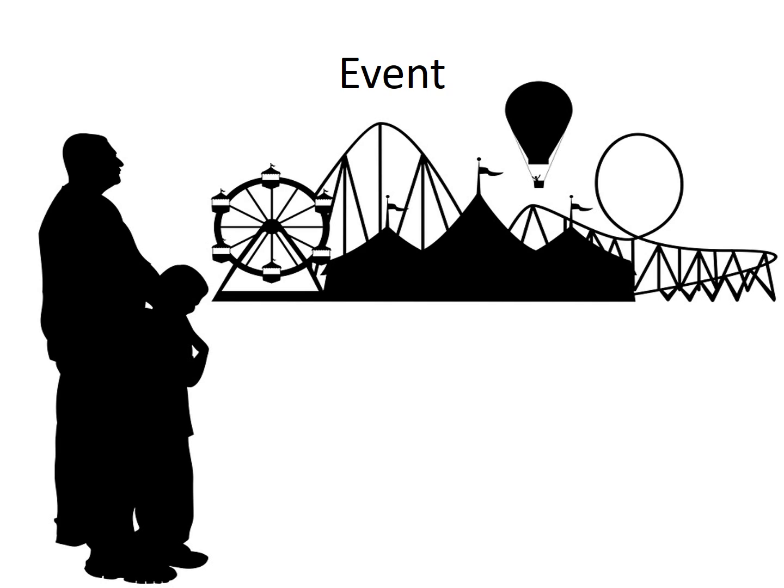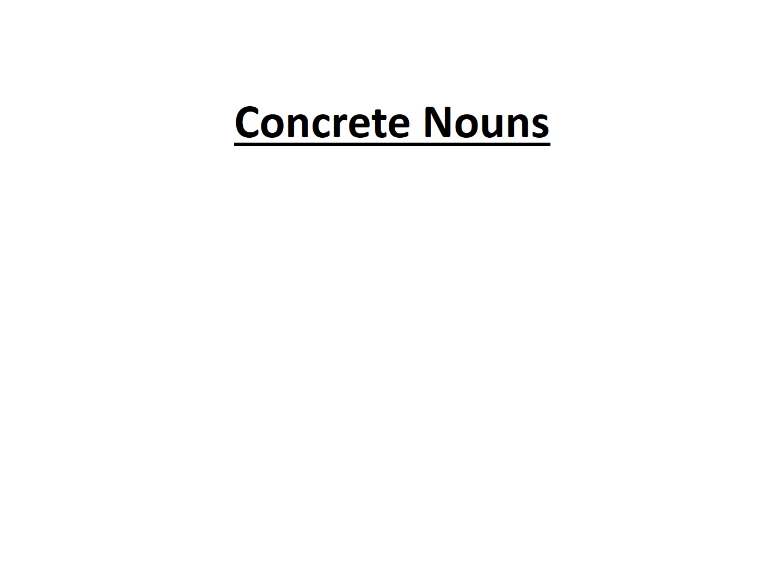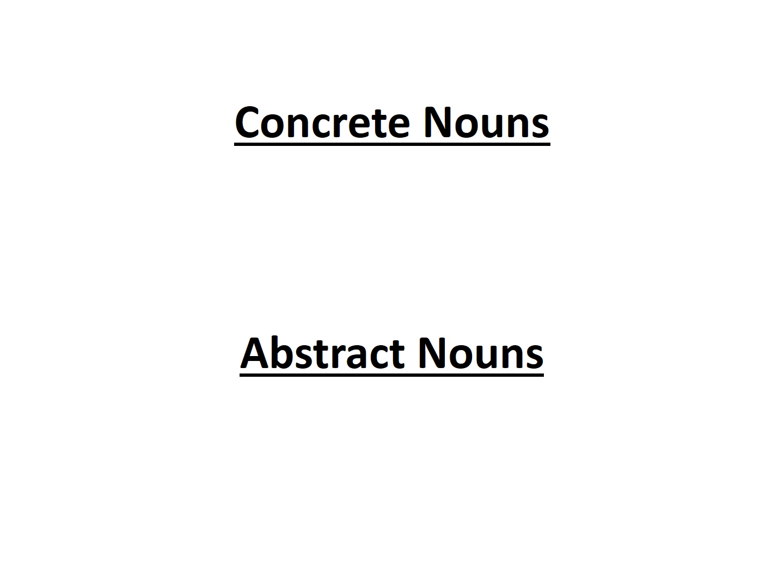In this video, we want to consider another way that nouns can be categorised. Simply put, the first type of nouns we'll be considering are called concrete nouns, and the second, that are different, that we'll be considering are called abstract nouns.